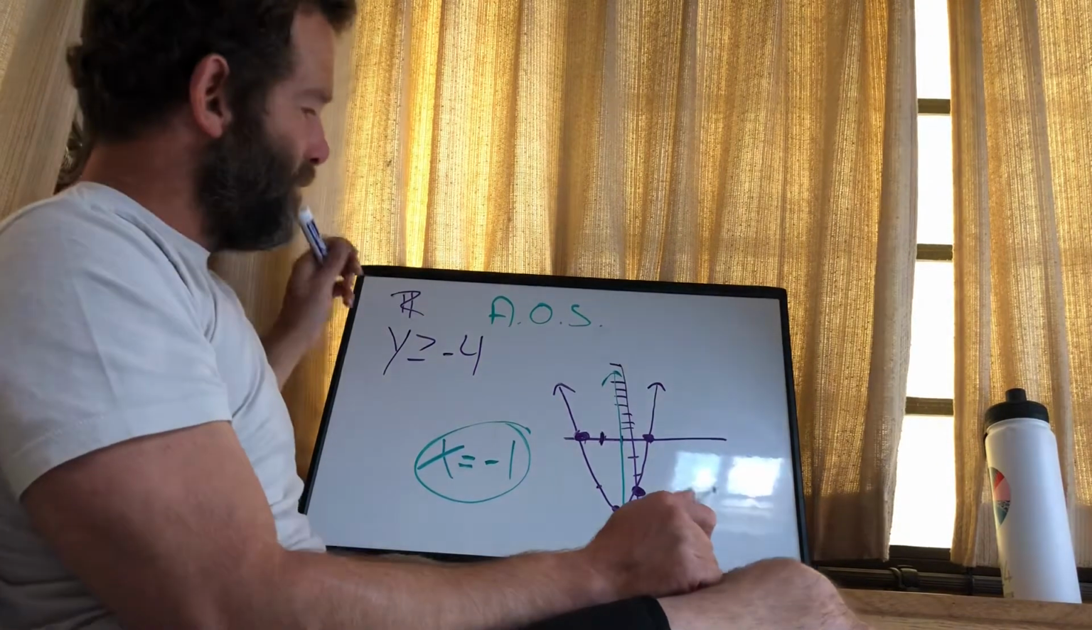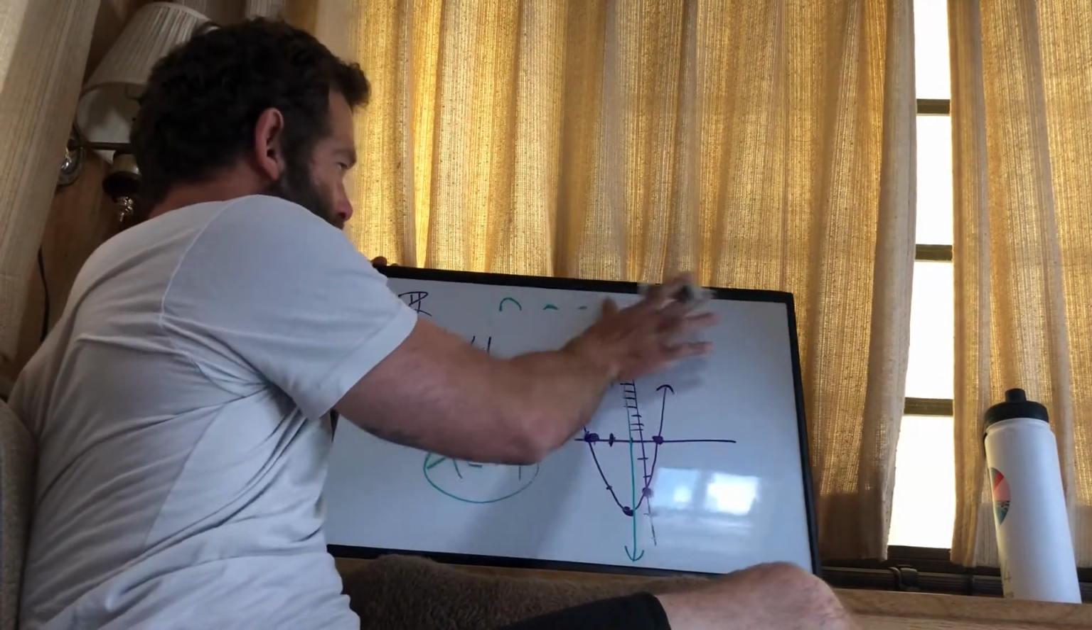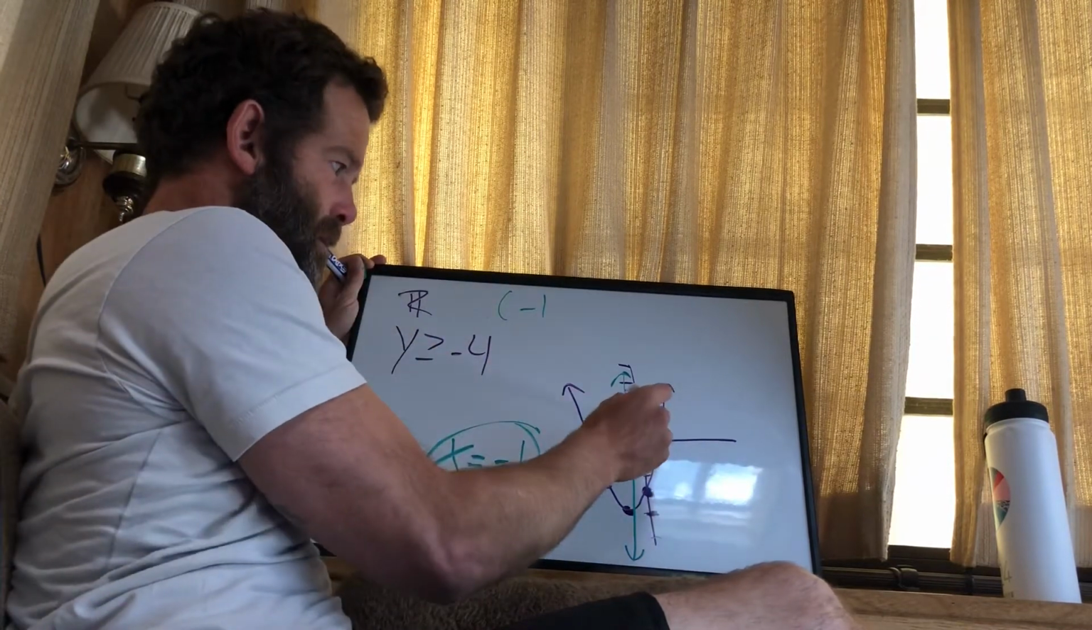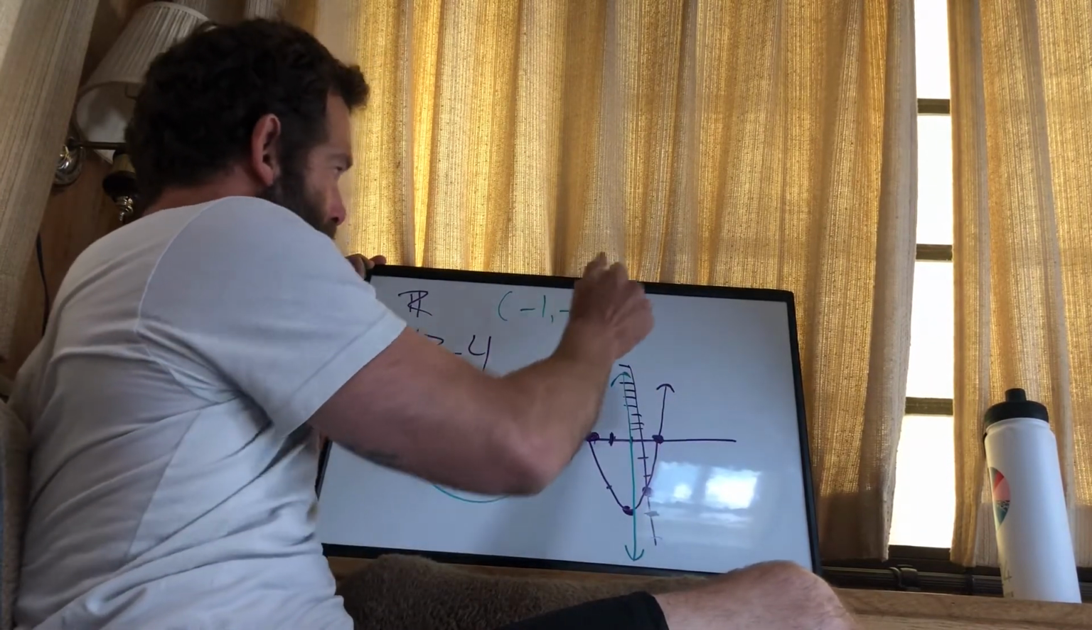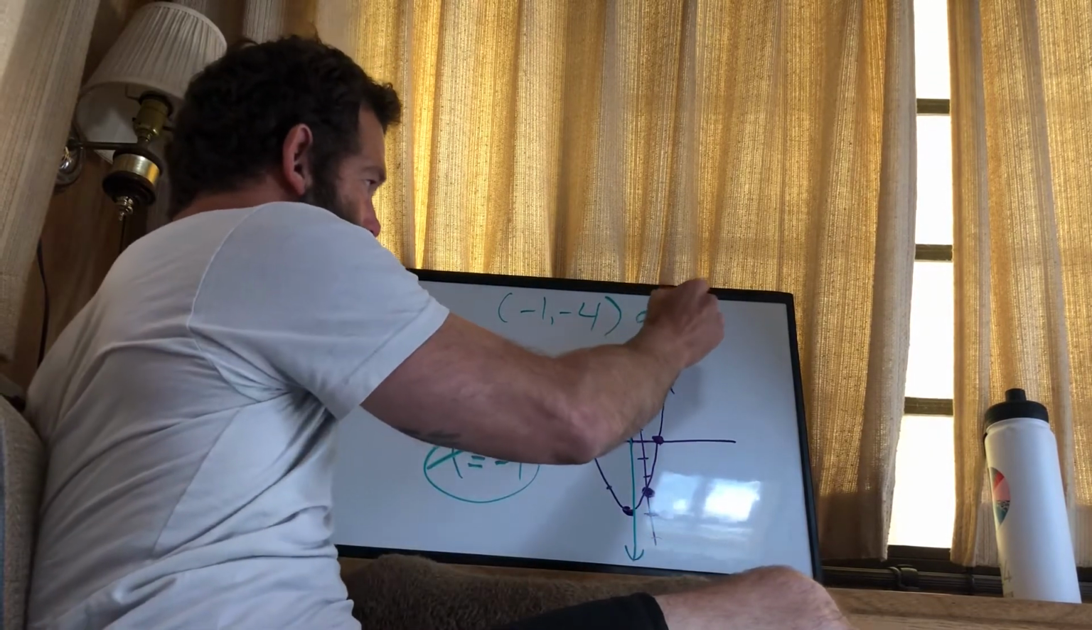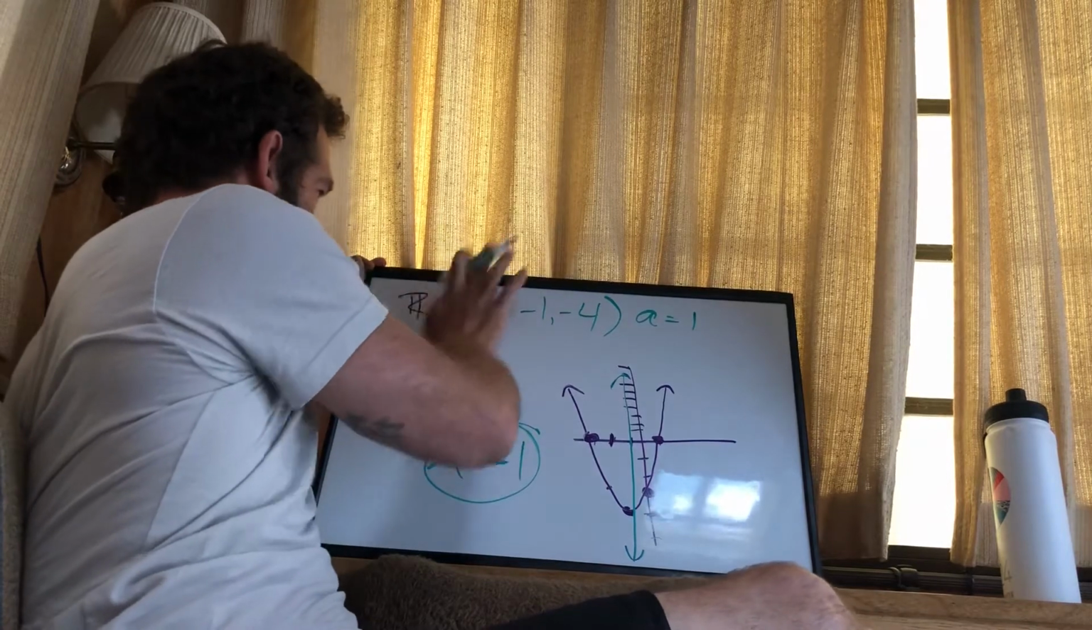Vertex form. Okay. Vertex form is very, very simple. You already found your vertex, which was -1, -4. Your shape was up 1 over 1 initially. Now you have all the information.